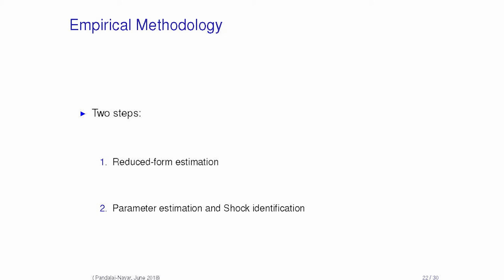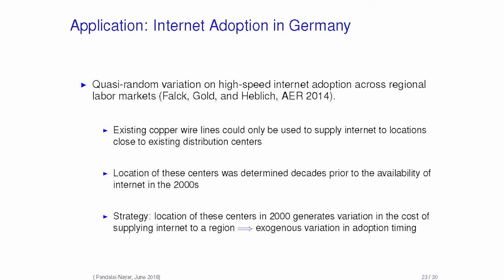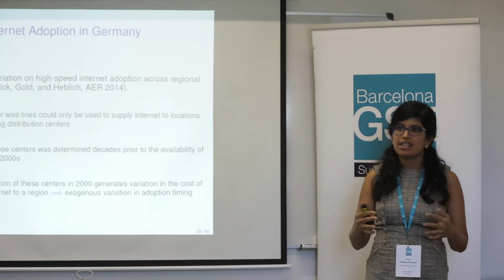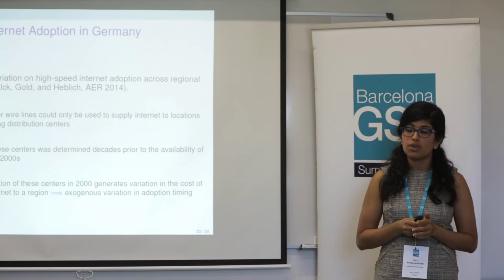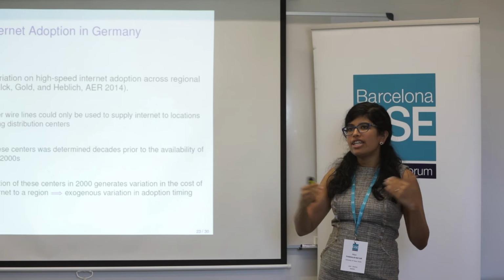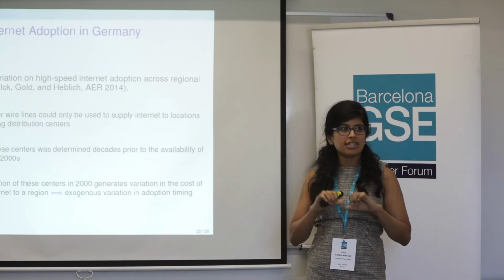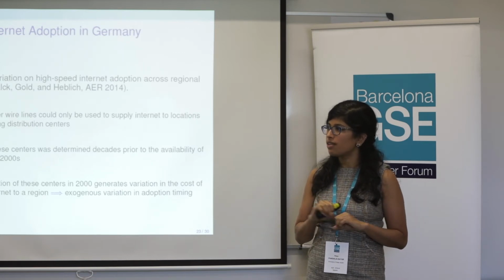So the empirical application is the adoption of high-speed DSL internet in Germany. We found this in a very interesting AER paper by Gold and Heiblich that's looking at voting behavior. I don't know if anyone's familiar with it, but it's actually a really nice application. When Germany started rolling out high-speed DSL internet in 2000, it was largely complete by 2007. But the way they initially rolled it out was to use existing copper wire telephone lines.